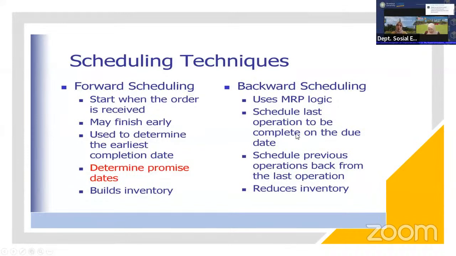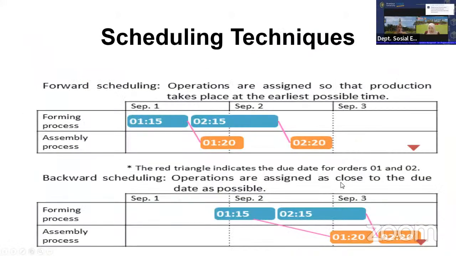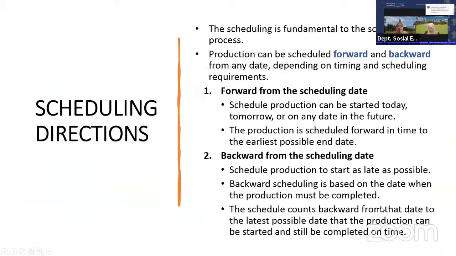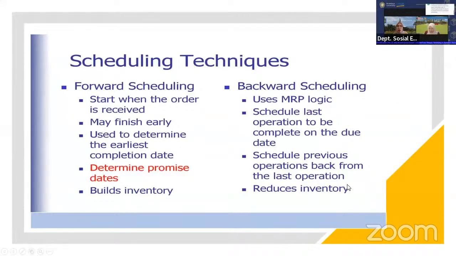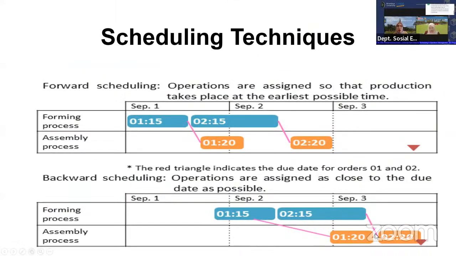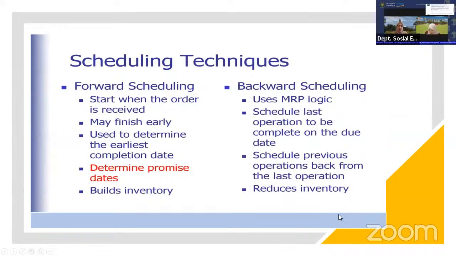For backward scheduling, of course, we need to use material resource planning. We schedule the last operation to be completed on the due date. What does it mean? Last operation here, if we look, this is our due date, so our operation is basically close to the due date. The benefit for backward scheduling is we can reduce inventory: the moment the production has been completed, we have our finished product and can immediately deliver to the customer. This is what we call reduced inventory.